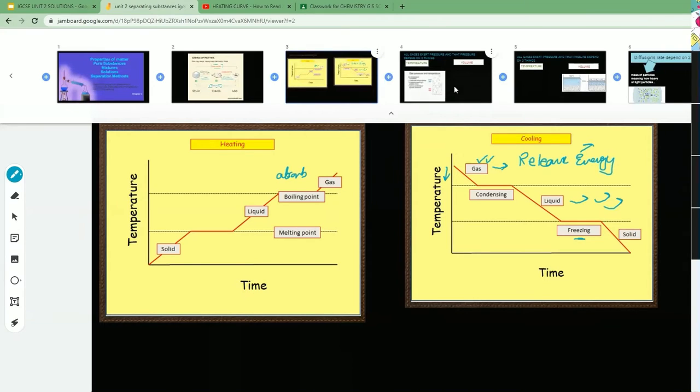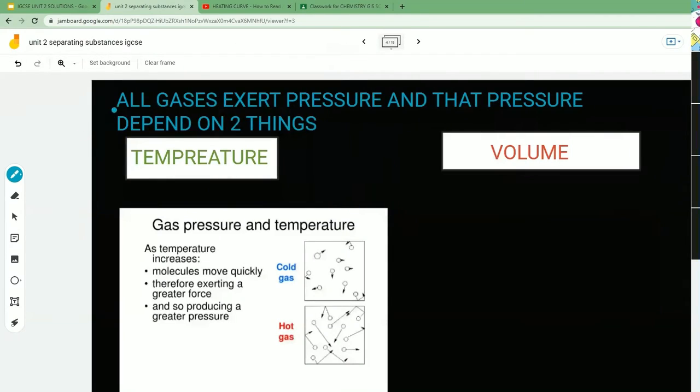Okay, well, this one. Exactly, all gases exert pressure. All the gases in the world, whether it is oxygen, carbon dioxide or nitrogen, they exert pressure. Okay?